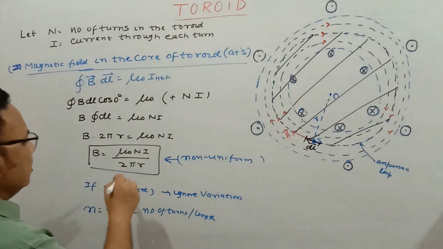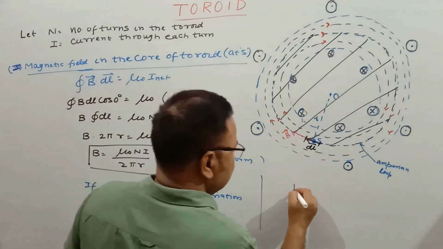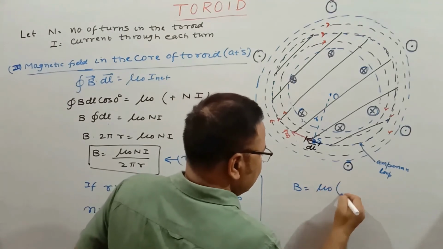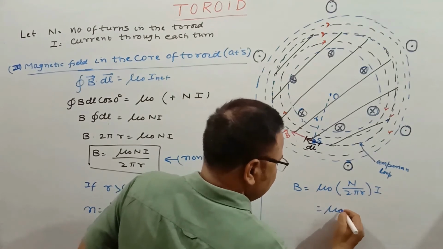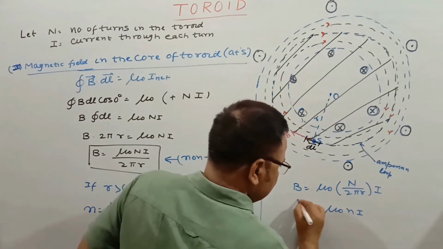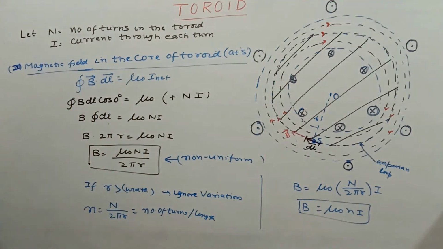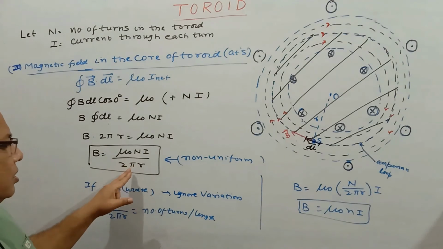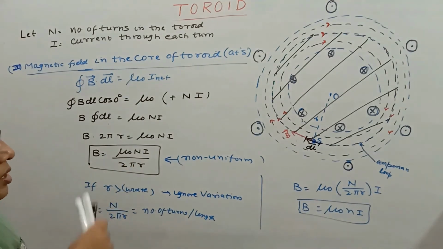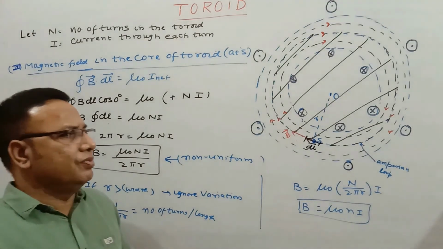So in that case, this N by 2 pi r can be taken as small n, and the result reduces to B is equal to mu naught n I, which is mu naught N I. We can compare these two. This is alike to the formula for a solenoid, but here the number of turns per unit length is the number of turns divided by the length of that particular average circumference, or loop, where we are finding the magnetic field.